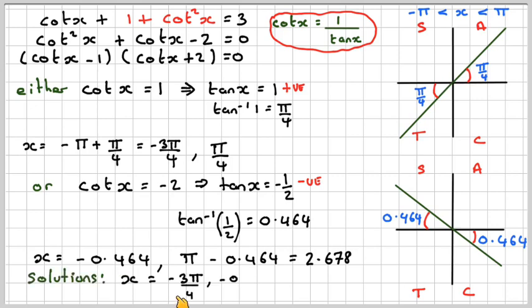So the solutions are going to be minus 3 pi over 4, minus 0.464, pi over 4, and 2.678. Now, you could solve this graphically on your calculator, okay, but if the question said use detailed reasoning, you would not be allowed to do that.